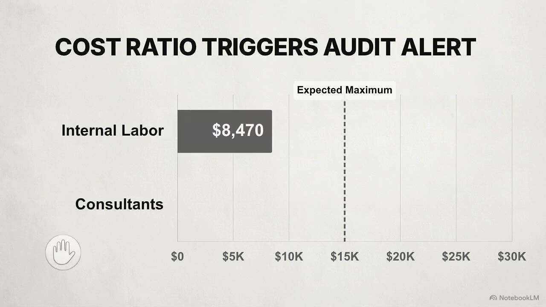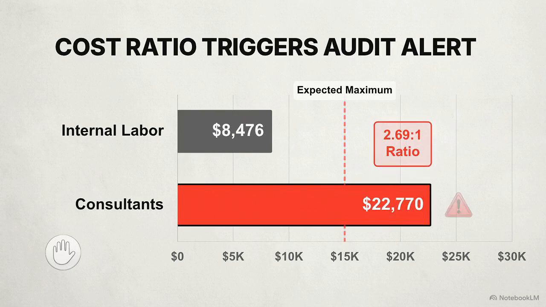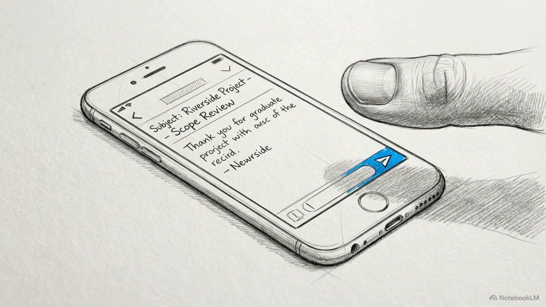It identifies that the $22,000 in engineering consultant invoices is significantly higher than internal labor costs, resulting in a ratio that falls outside typical firm benchmarks. Because the script surfaces these anomalies instantly, the principal architect can investigate the high consultant spend and decide if they need to initiate a scope review with the client before approving the final invoice.